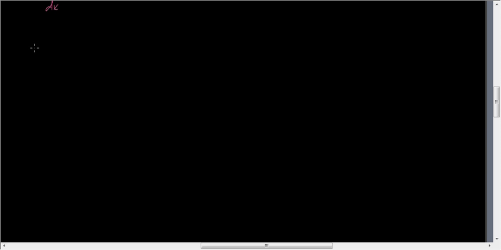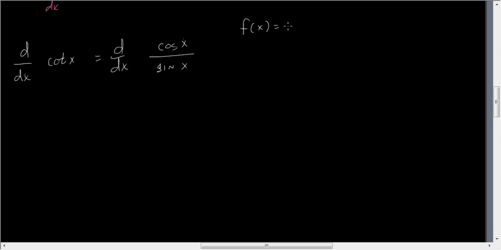So let's take a look at the derivative with respect to x of cotangent of x. Well, that's going to be the derivative with respect to x of cosine x over sine of x. So I'm going to identify my f of x is equal to cosine x. My f prime of x is equal to negative sine of x. My bottom, g of x, is equal to sine of x. My derivative of g is the cosine of x.